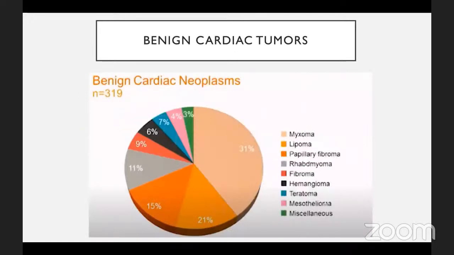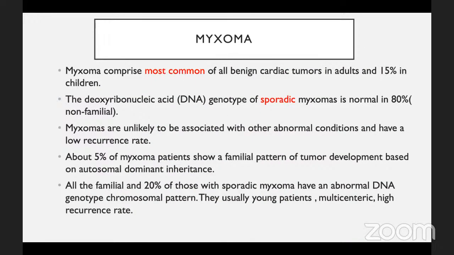And as I presented earlier, these are the most common types of benign cardiac tumors. First of all, the myxoma is the most common of all benign cardiac tumors in the adult, and it is about 15% in the children. It is usually sporadic in 80% of the patients. They are not associated with any other conditions, and it has a low recurrence rate.